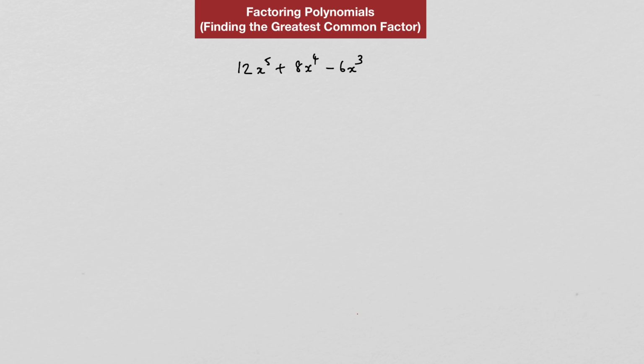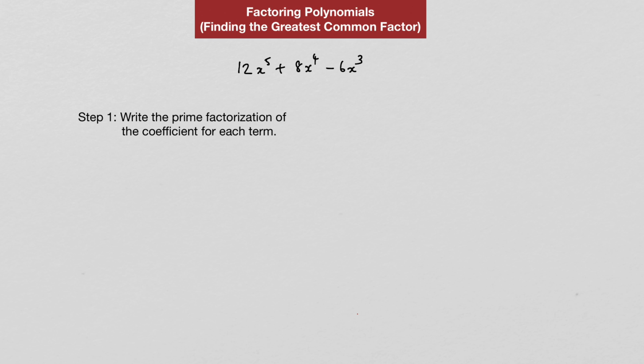So the first thing we're going to do is apply the prime factorization of the coefficient for each term. What that means is we're going to factor each coefficient, so 12, 8, and negative 6, or in this case 6. We're not going to work with the negative numbers for now. I will show you how to do that in the next example. But we're going to factor each of these down to their prime numbers.